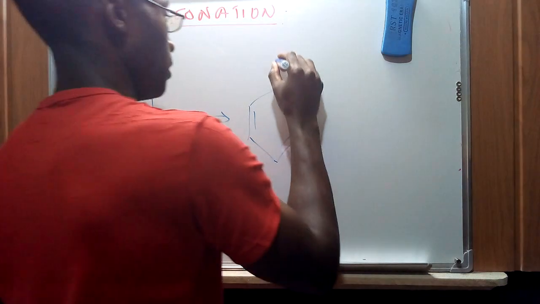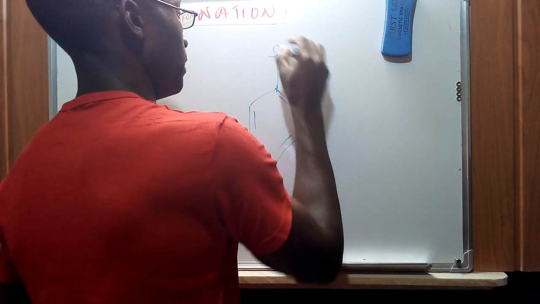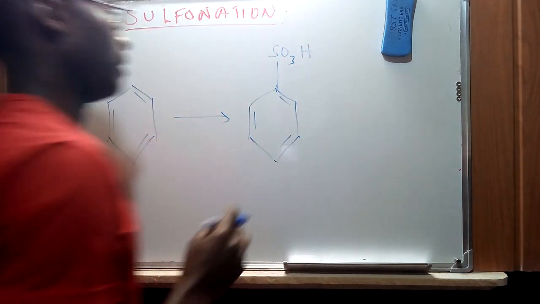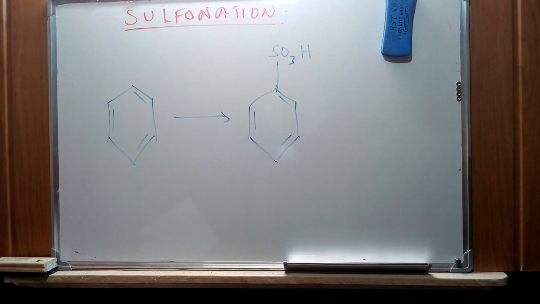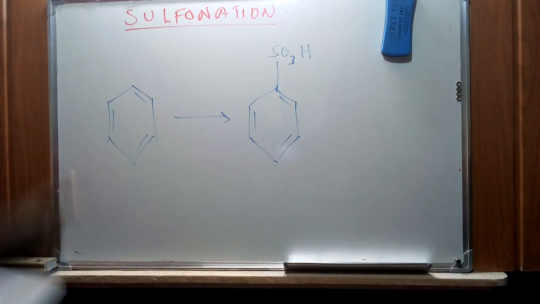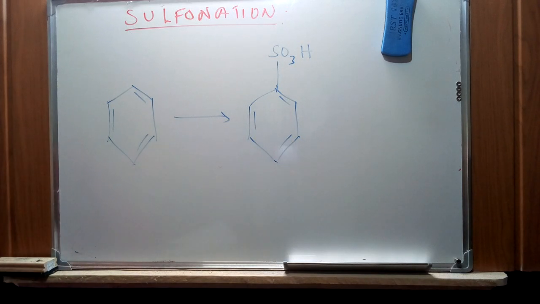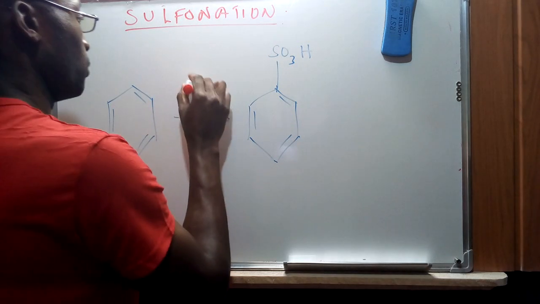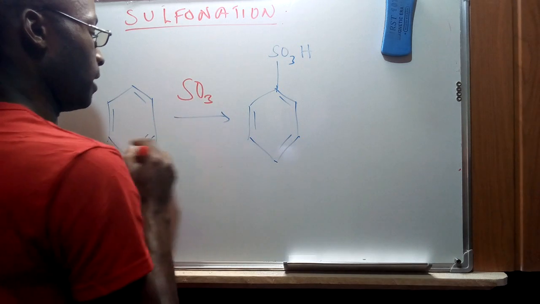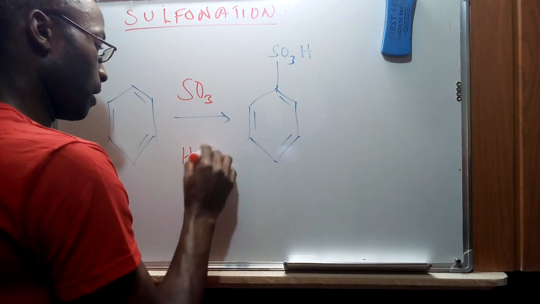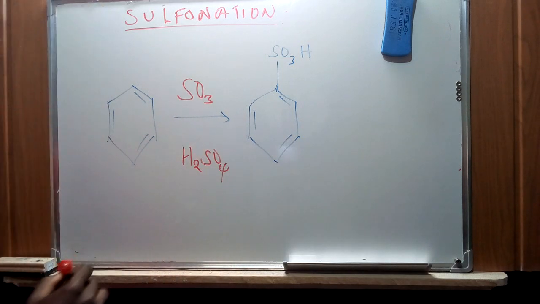So we're going to use sulfuric acid as a catalyst. This is going to be our reactant, which is subjected to some conditions and will form a product. We said it's going to react with sulfur trioxide, and we are going to have a catalyst of sulfuric acid.